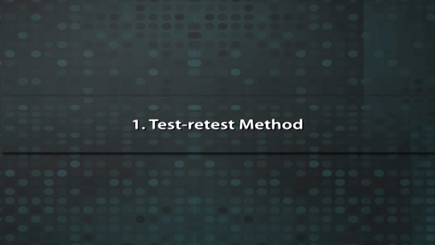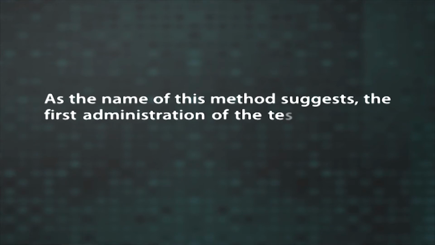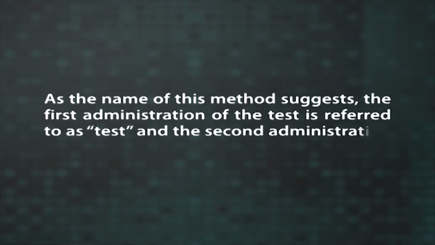Test retest method. In the test retest method, a test is administered to the same student or group of students twice. As the name of this method suggests, the first administration of the test is referred to as the test and the second administration is called retest. It is important to note that the test and the retest are administered with a short interval in between, which is typically more than 2 weeks. The scores of the two tests are collected and the correlation between them is determined. The degree of correlation between the test and the retest determines the extent of reliability.